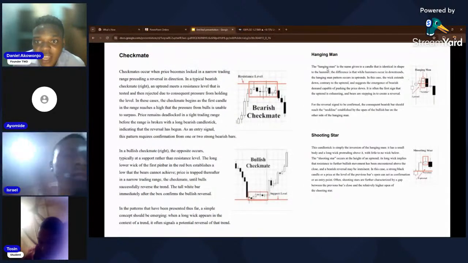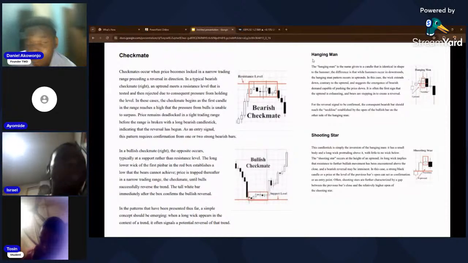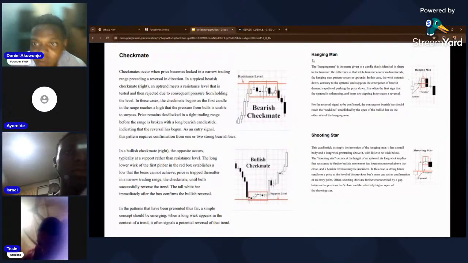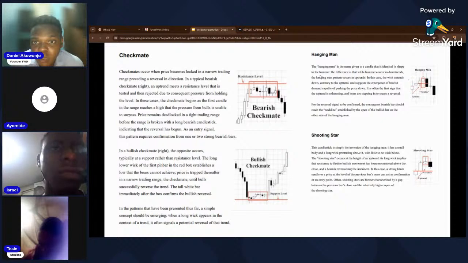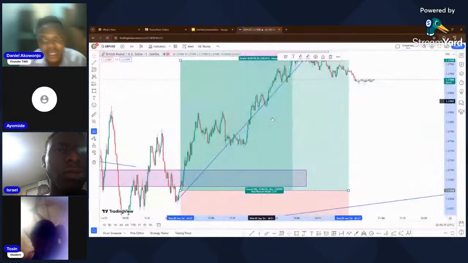So immediately I see a hammerhead, I want to know that yes, price is going to shift from selling to buying. Now, the hanging man is the name given to a candle that is identical in shape to the hammer. Do you understand? The difference is that while the hammer occurs in downtrends, the hanging man pattern occurs in an uptrend. In this case, the wick extends down, contrary to the uptrend, and suggests the emergence of bearish demand capable of pushing the price down. It is often the first sign that the uptrend is exhausting and the bears are stepping in to create a reversal. What does that mean?